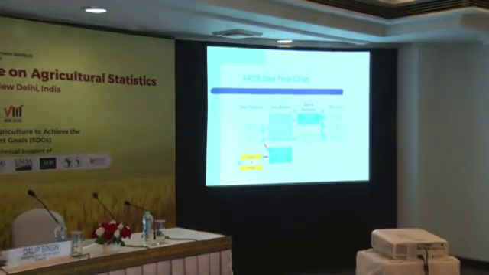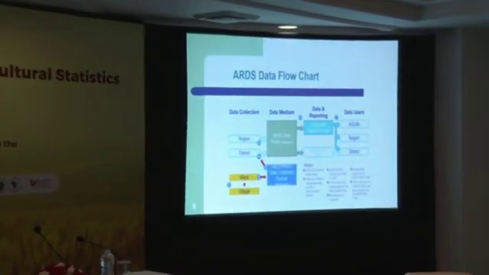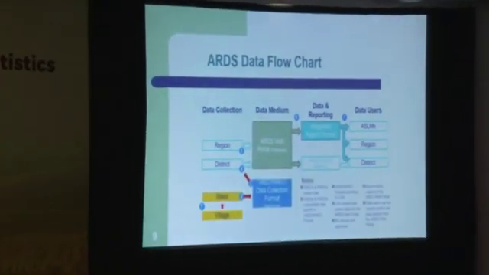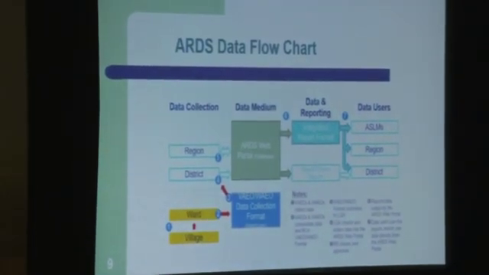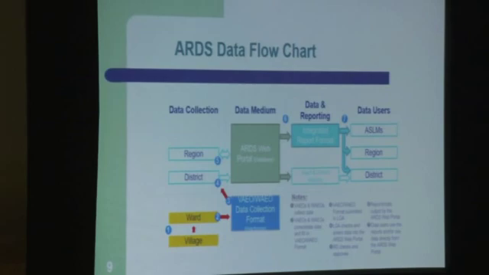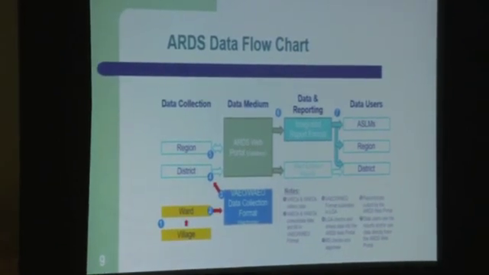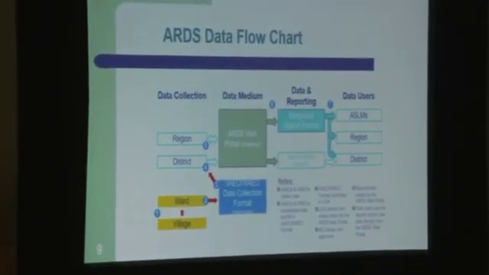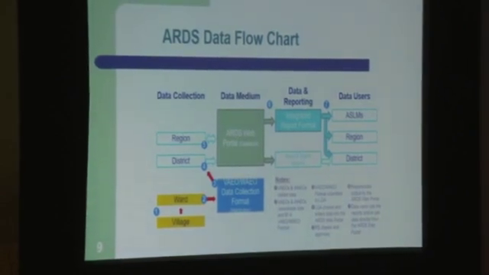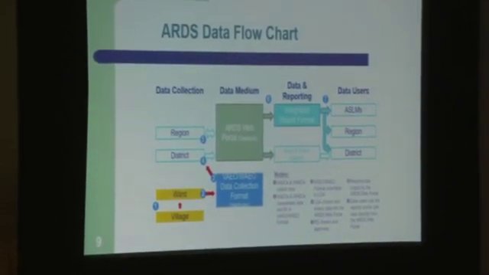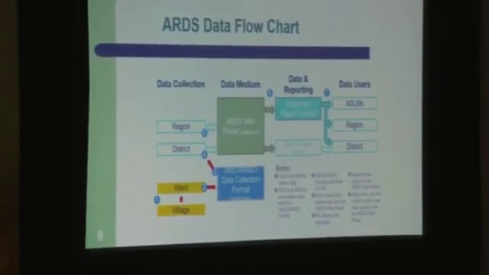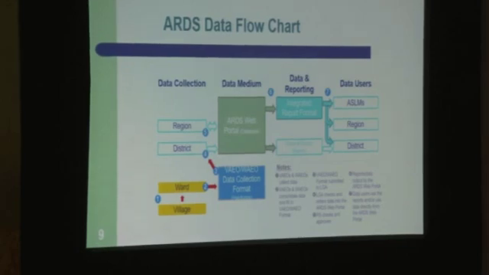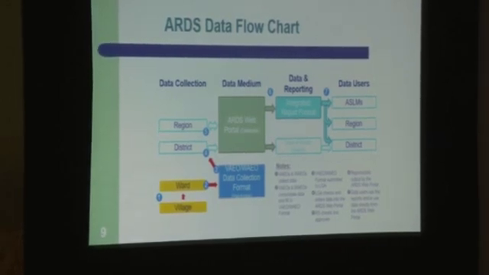Let me share with you the data flow chart now. As you can see, we start from the village level. From the village level, we collect data and then move it to the ward level, where you aggregate, and from there we move it to the district level. So where do we aggregate? We aggregate at the ward level, where the village agriculture extension officers and ward agriculture extension officers meet and aggregate the data using a special form, and then they send it to the district.